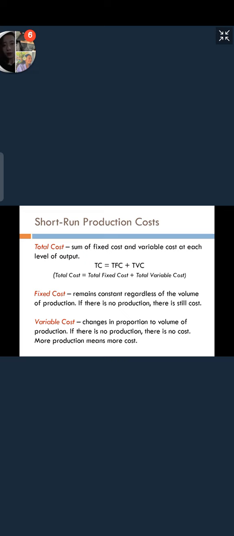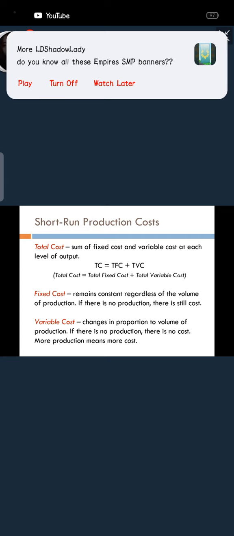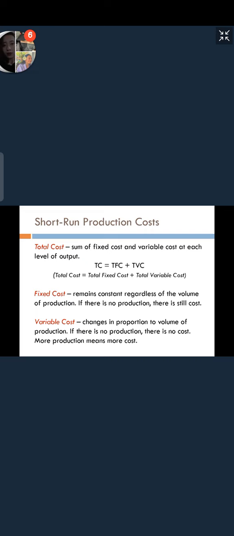So if there's no production, there is still cost. Even if you're not doing anything in your business, even if there's nothing there yet, there is still cost. That is what we call the fixed cost. And variable cost changes in proportion to the volume of production. If there's no production, there is no cost. More production means more cost.